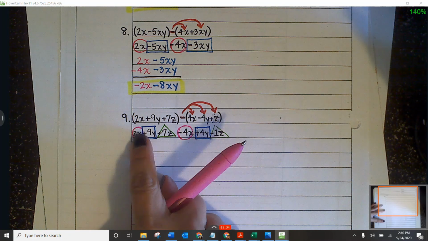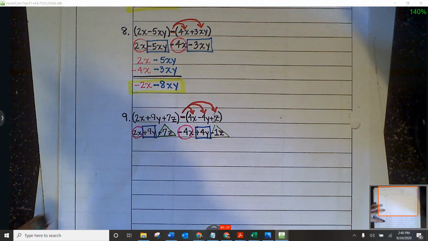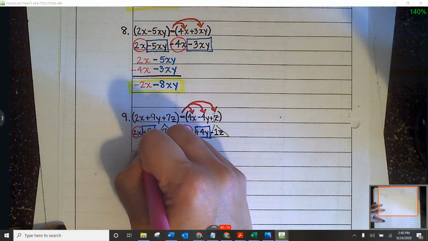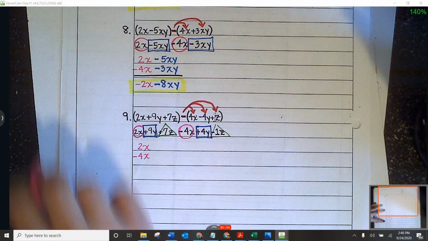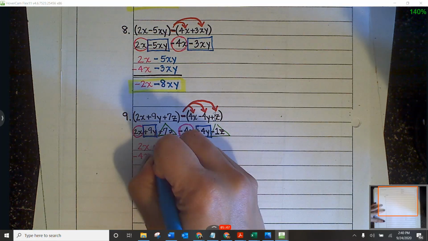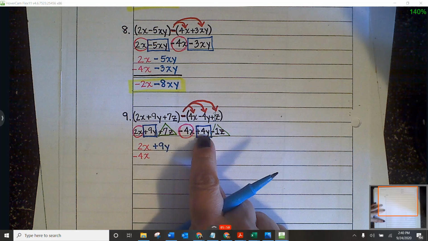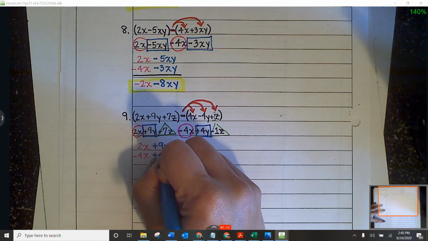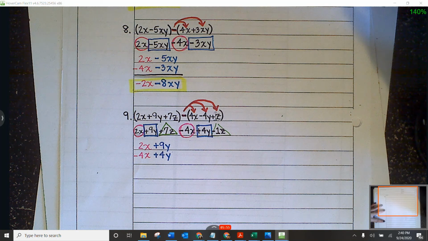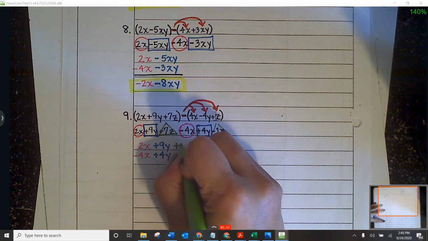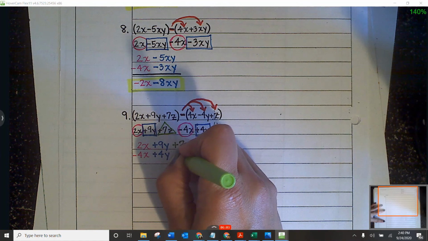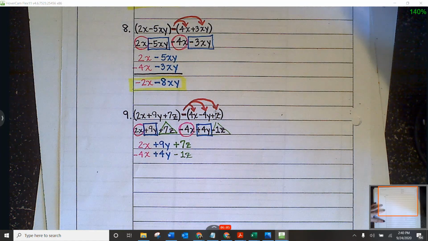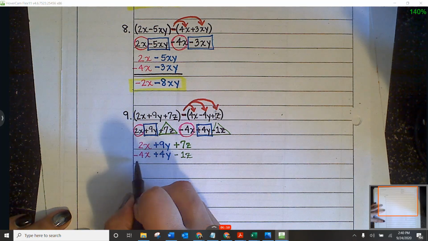So let's go ahead and rewrite everything in alphabetical order, x, y, z. I'm going to start with my pink circles. That would be 2x minus 4x, okay, plus 9y, and right below it, plus 4y, okay, and then plus 7z minus 1z, okay. Now, I know I didn't have to write the 1 there, but it kind of helps later.